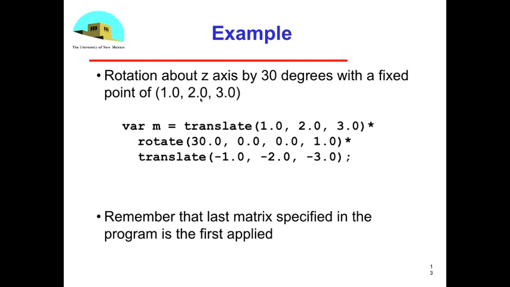Okay, let's do a very simple example of trying to do a 30-degree rotation with a fixed point of 1, 2, and 3. So we translate back to the origin. Last one specified is the first one applied. We then rotate by. Actually, I need to redo this example here. So let me break here, and I'll come back, fix this, and come back.